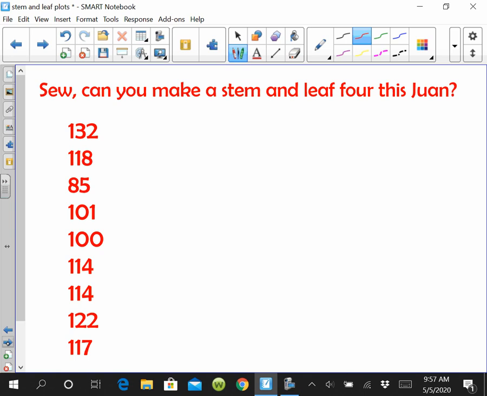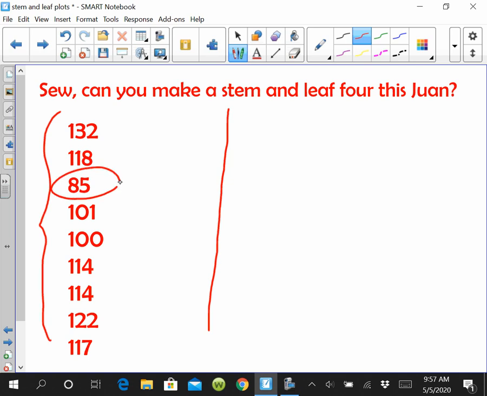The only difficult thing about a stem and leaf plot, as long as it has a key, and you've got to remember to use a key, is determining what the stem looks like. I'm looking at this data here, and it ranges from 85 all the way up to 132. And I've got to put that data on a stem and leaf plot.